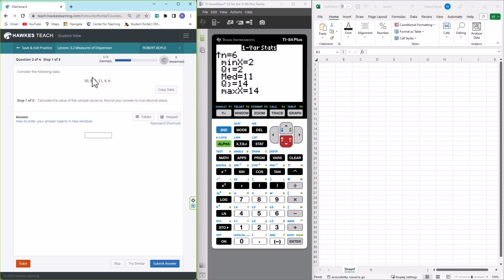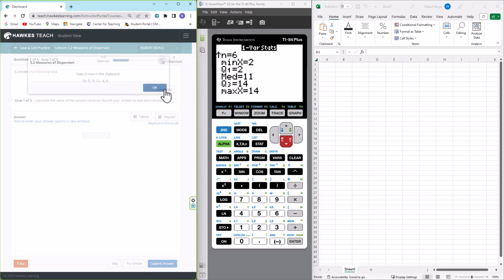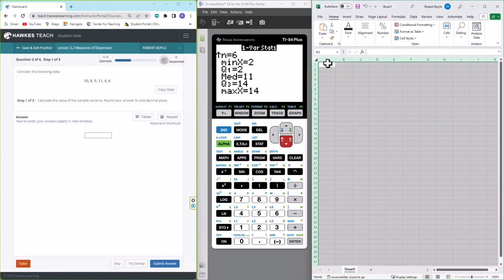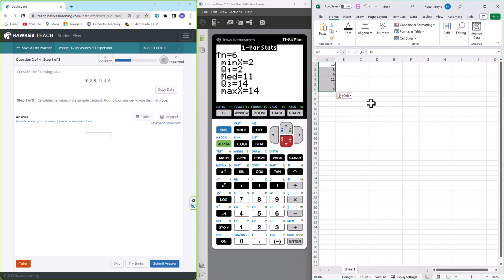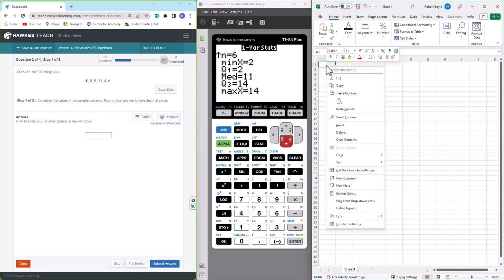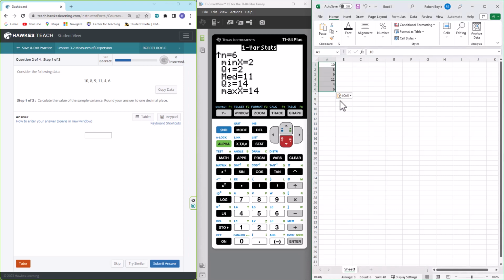Now to do this using Excel, we can actually copy the data. We can come over to our spreadsheet. We can paste the data. Hang on a second. Let me do that one more time. We can paste the data, and there it is.